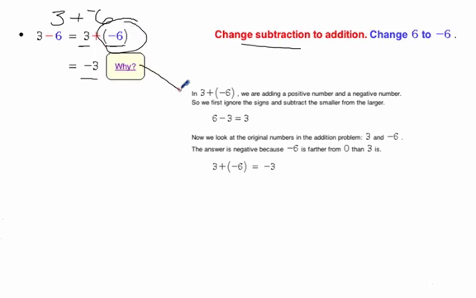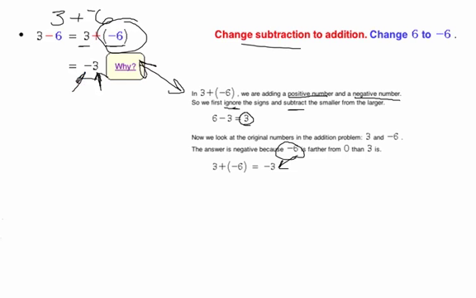So see this y? Here's the explanation. In 3 plus -6, we're adding a positive and a negative number. So in other words, different signs. So first, ignore the signs and subtract the smaller from the larger. So that gives us the 3. Then we've got to figure out the sign. Well, the larger number always gives the sign. So that's where we get the negative.